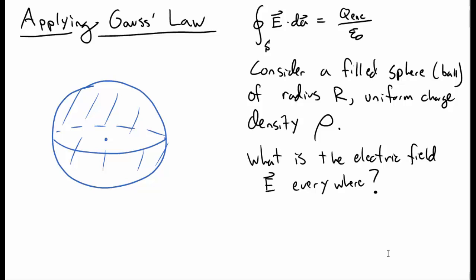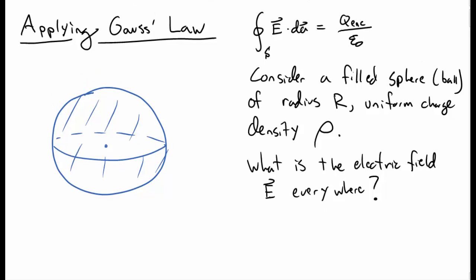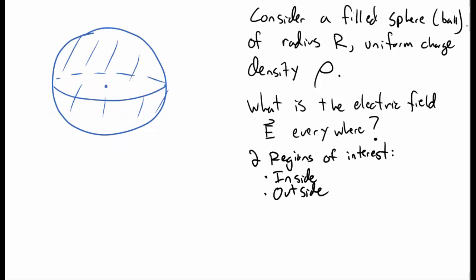Now let's look into how to apply Gauss's law to find the electric field in certain cases. So consider a filled sphere, or a ball, with radius R and a uniform charge density of ρ. What's the electric field E everywhere? Well, there's really two regions of interest here: of course, inside the ball and outside the ball. So let's start by talking about outside, although much of what we'll say will apply to both.